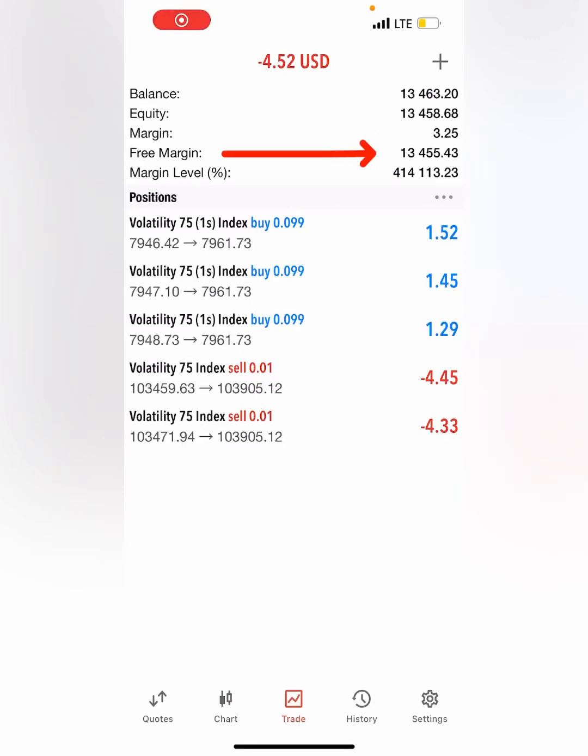Free margin, equity, let's not leave behind balance and margin level.